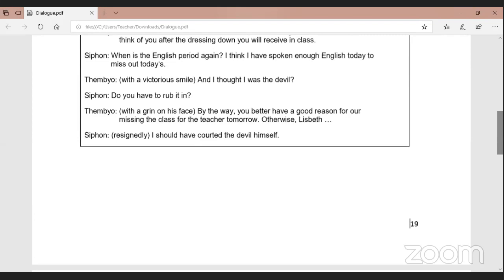So we've read this dialogue together, and you can see that the story develops. Tembo and Siphon are contemplating bunking class, and in the end, Siphon agrees to bunk class because he doesn't want to be embarrassed in front of his friends. Does everyone get this example? I hope we all did. Let's go back to our PowerPoint presentation.